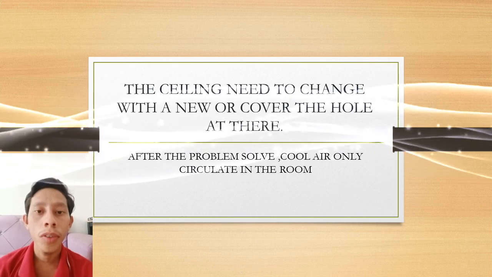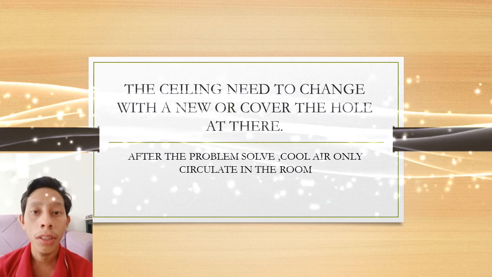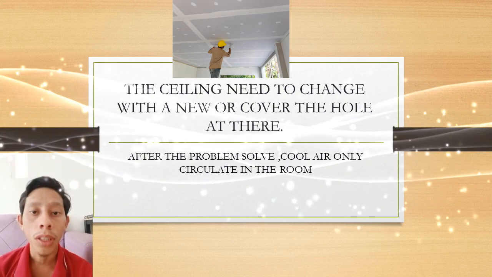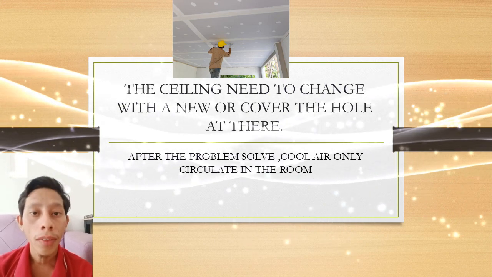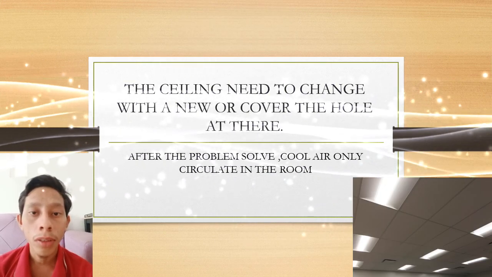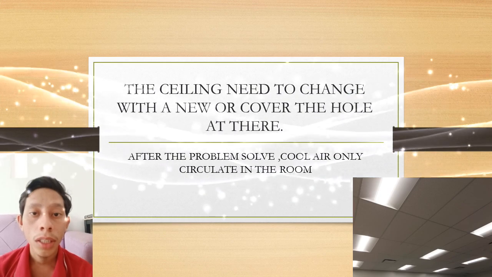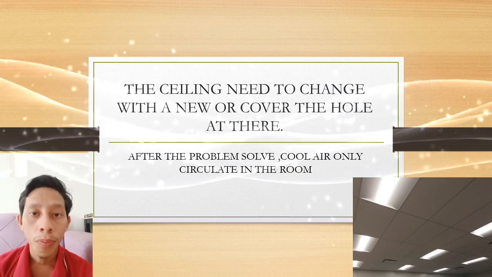For solution number 4, the ceiling needs to be covered or changed to a new one. It is to avoid the cool air in the room circulating to the ceiling area. After the ceiling problem has been solved, the cool air will only circulate in the room.